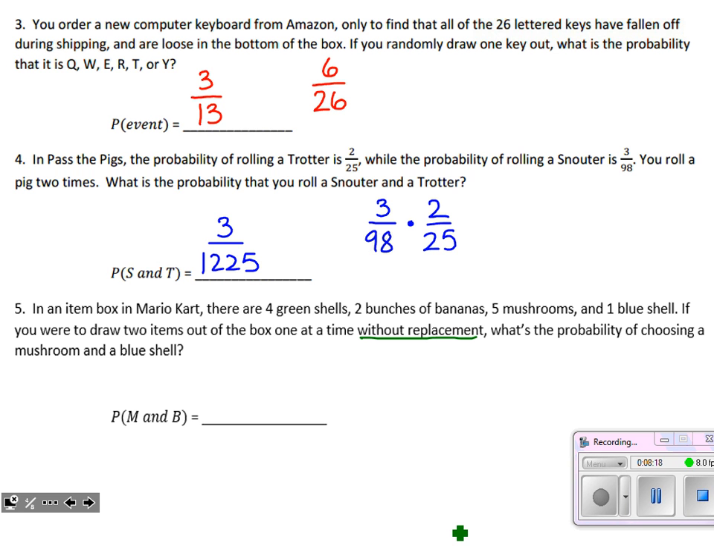There are 5 mushrooms out of the 12 for my first event, and if I draw that mushroom, now there are only 11 items left in the box. That sample space has changed. Then, getting the blue shell, there was only one of those in the box to begin with, so there's 1 out of 11 when I make that second draw. And if we multiply those together, we get 5 over 132 for that probability.